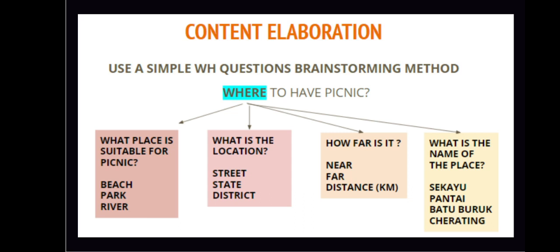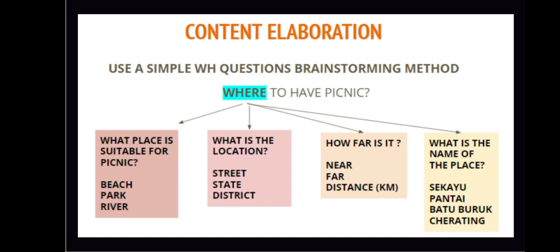Okay, number one. For question number one, where to have a picnic? You have to think about what place is suitable for a picnic. When we talk about a picnic, for sure, it has to be a very interesting place. You can't say, let's have the picnic in my house. That is not appropriate. That is not very interesting, okay? So you can think about having the picnic at the beach or park or near the river.